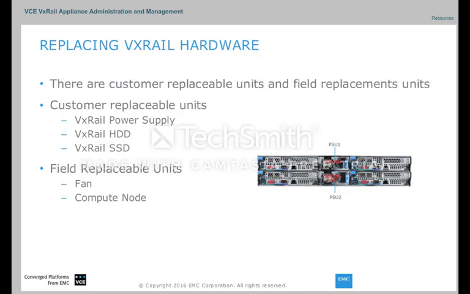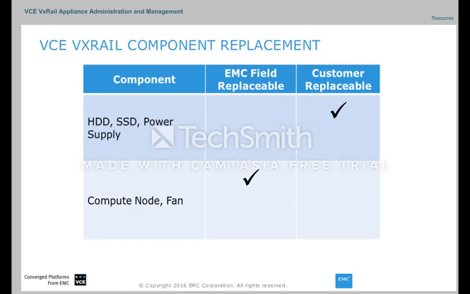There are two types of replaceable units in the VXRail appliance. One is customer and the other is field replaceable units, CRU and FRU. The customer may replace power supply, hard disk drive, and solid state disk drive. There are videos for each of these available via the EMC Solve Desktop and VXRail Appliance. Please take a moment to examine the table for the VXRail replaceable parts.